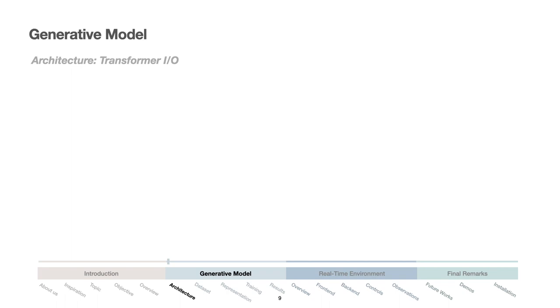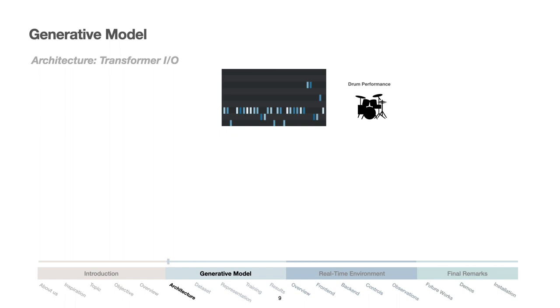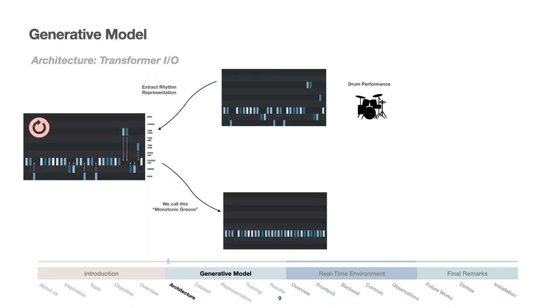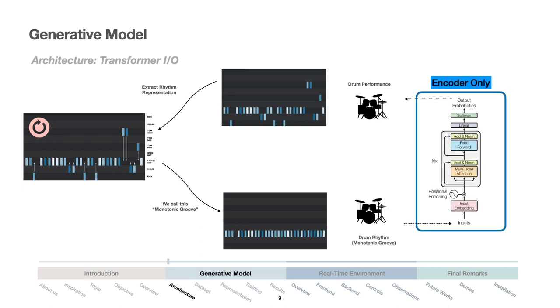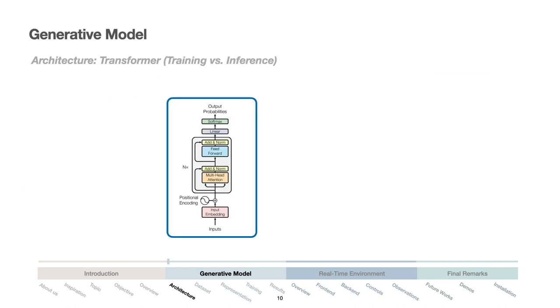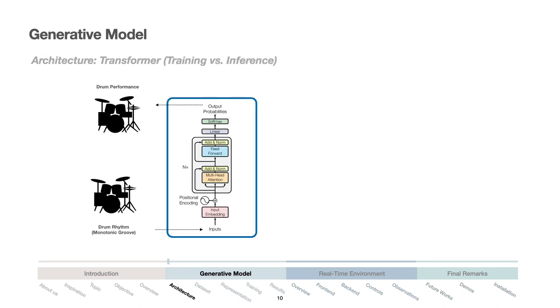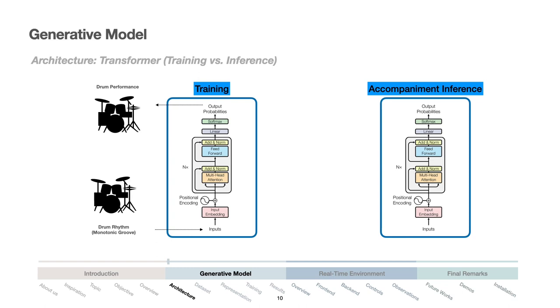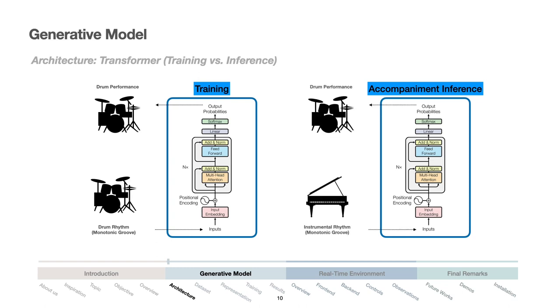To be more specific, let's assume we have a symbolic drum performance. We can extract a reduced rhythmic representation from this pattern by flattening all the events into a single voice. The resulting sequence can then be used as the input to the generator so as to predict the initial drum performance. I should note that converting the drum rhythm into a drum performance is only used during the training process. In the real-time setting, however, the input rhythm can be derived from an instrumental performance so as to generate the drum performance.